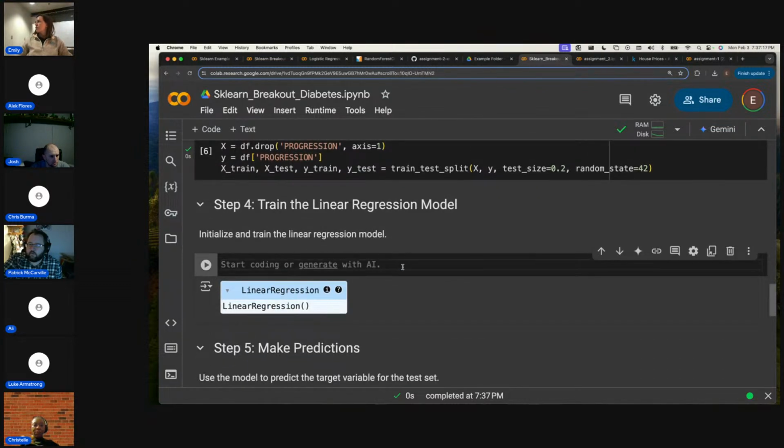Next, how would you guys initialize and train the linear regression model? Does anybody have some code that they're willing to share either in the chat or in the Slack channel?